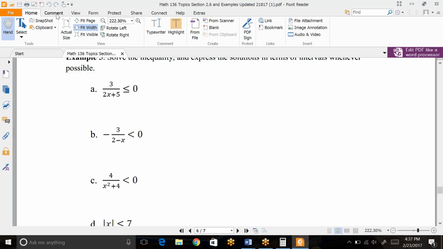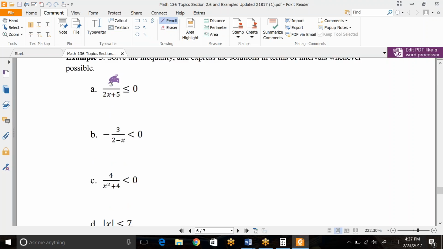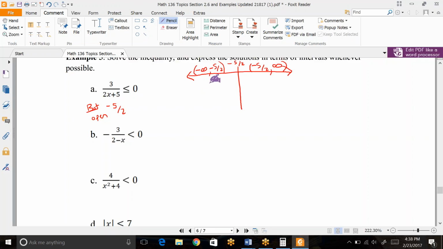So look at this first one right here. It already has the 0 on the side. The 3 does not have any critical values. There's no x there. So my only critical value comes from the bottom, which means it's going to be open, and it's this: subtract 5 and divide by 2. So in this scenario, there's only one separator. So this is negative infinity to negative 5 over 2, and negative 5 over 2 to positive infinity. Test values, let's see, that's negative 2.5, so negative 3 and 0. Okay, those are my test values.